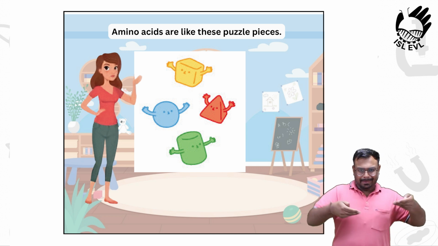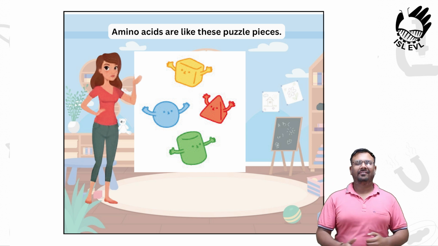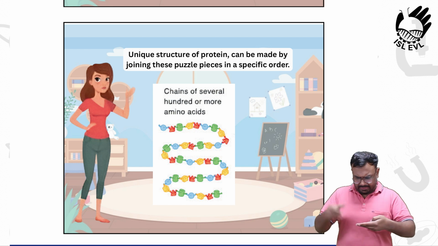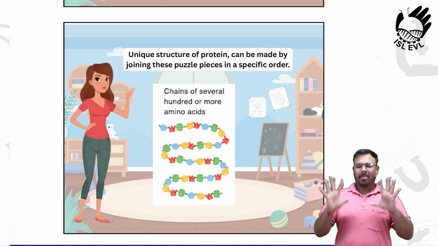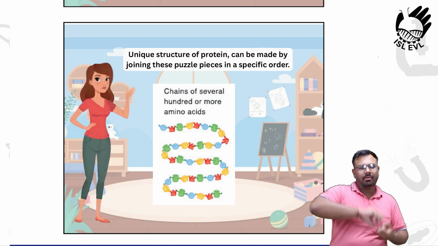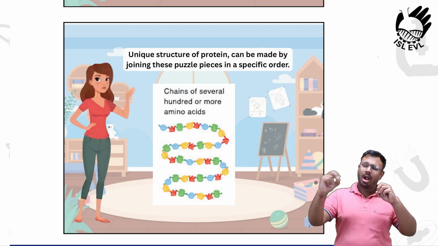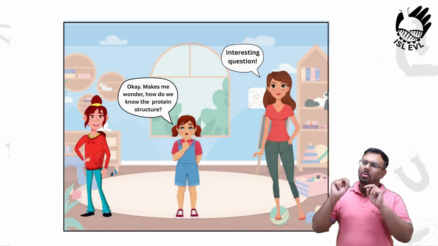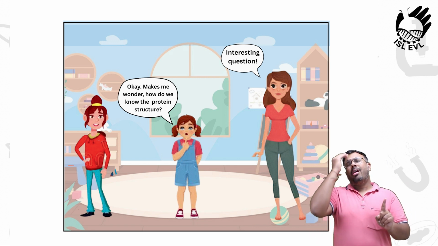Amino acids are like these puzzle pieces. Unique structure of protein can be made by joining these puzzles pieces in a specific order. Similar like this, chains of several hundred or more amino acids. Okay, makes me wonder, how do we know the protein structure?